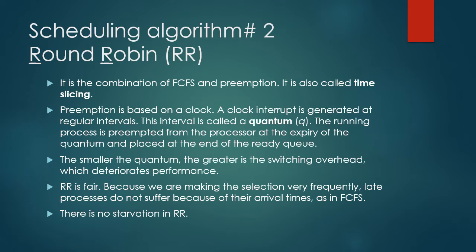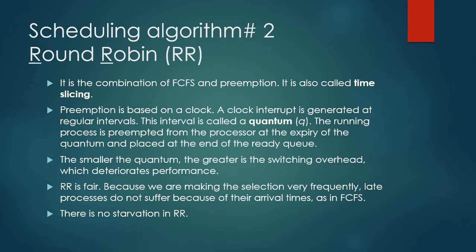The second scheduling algorithm is round robin or RR. It is the combination of FCFS and preemption. It is also called time slicing. It is preemptive. Preemption is based on a clock. A clock interrupt is generated at regular intervals. This interval is called a quantum.